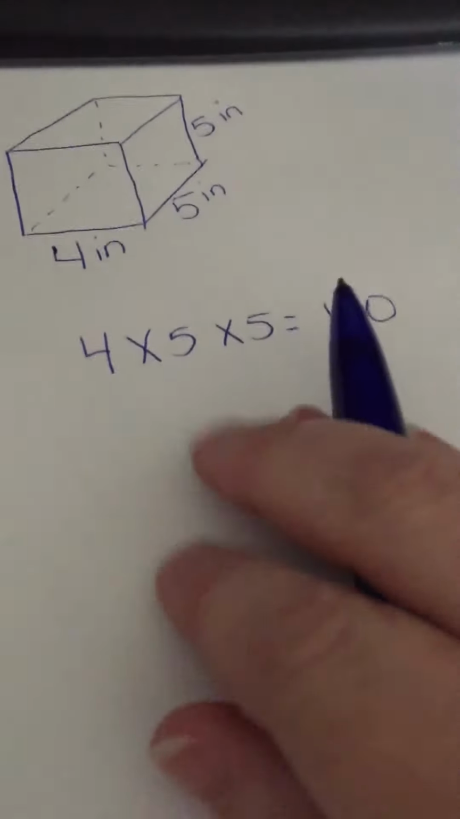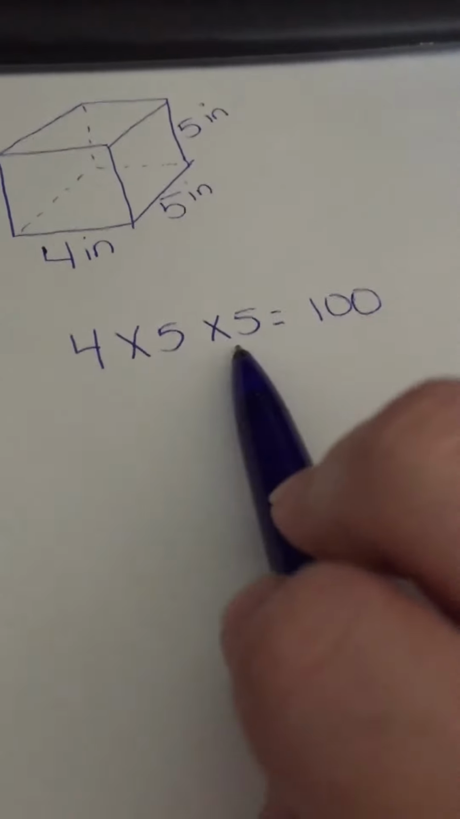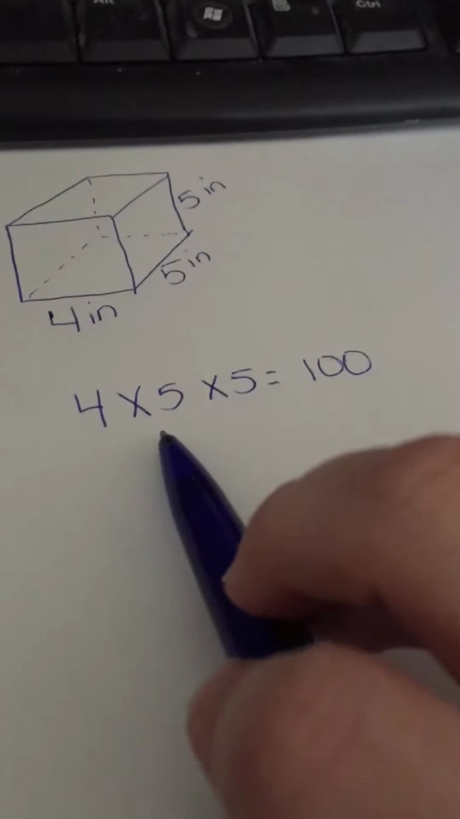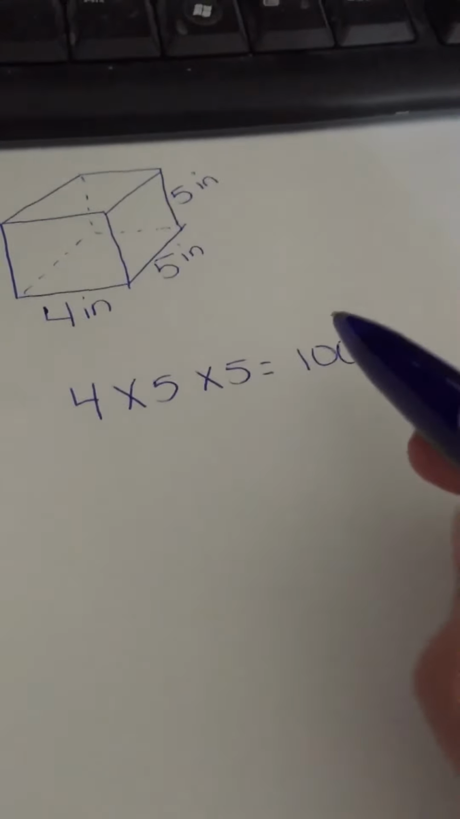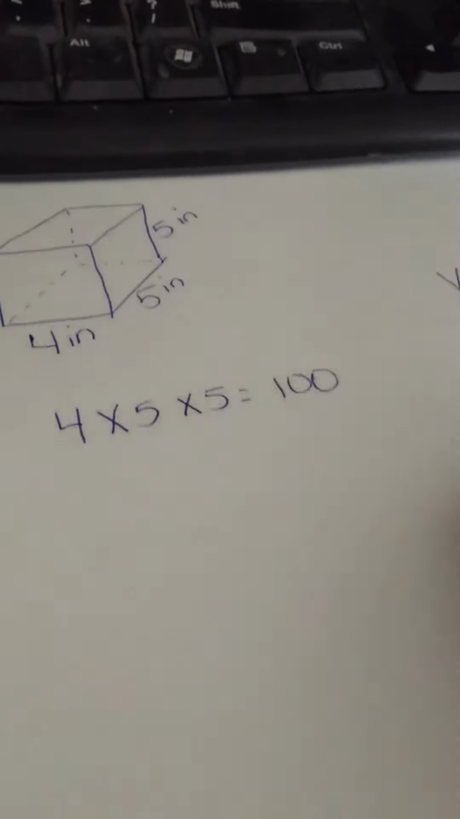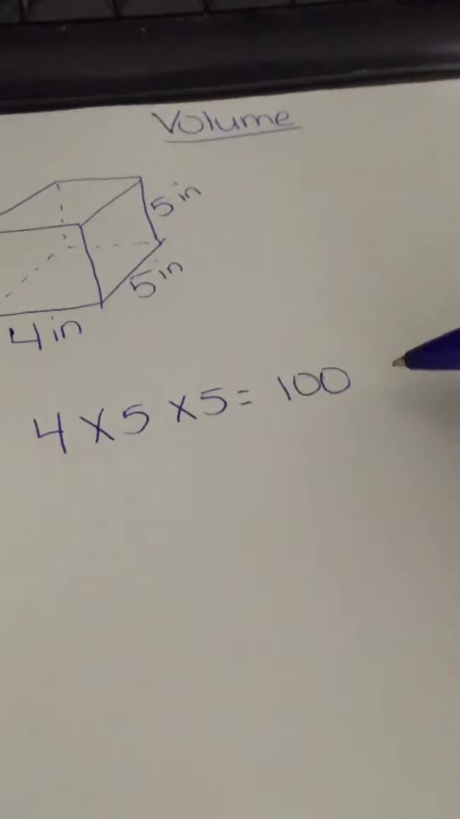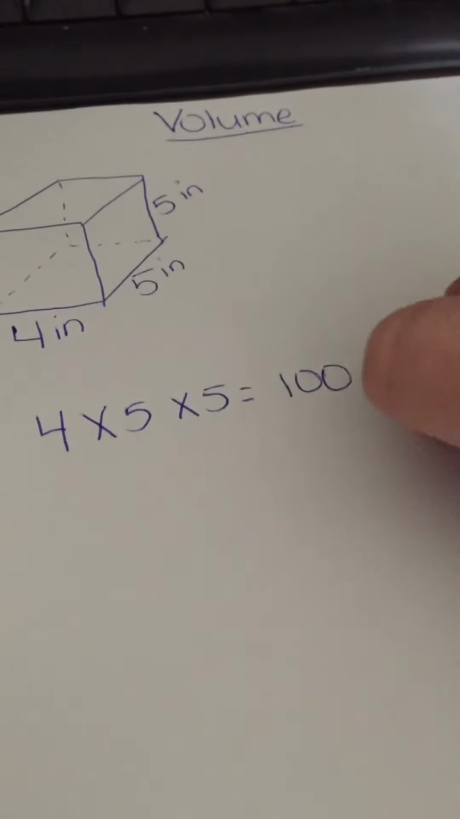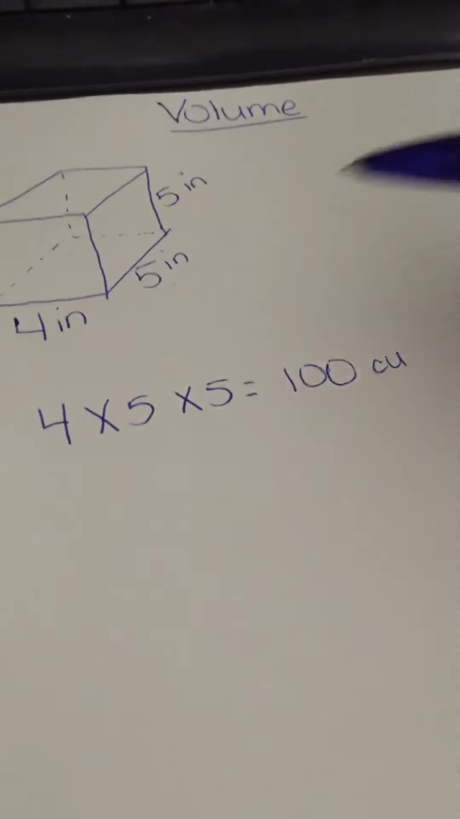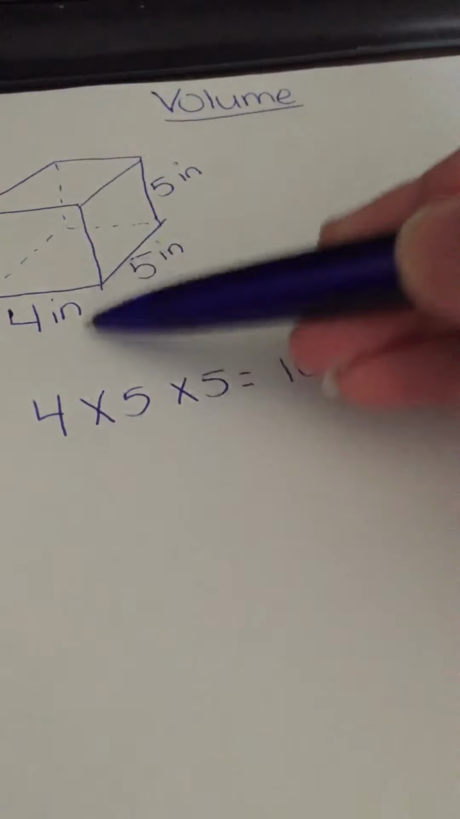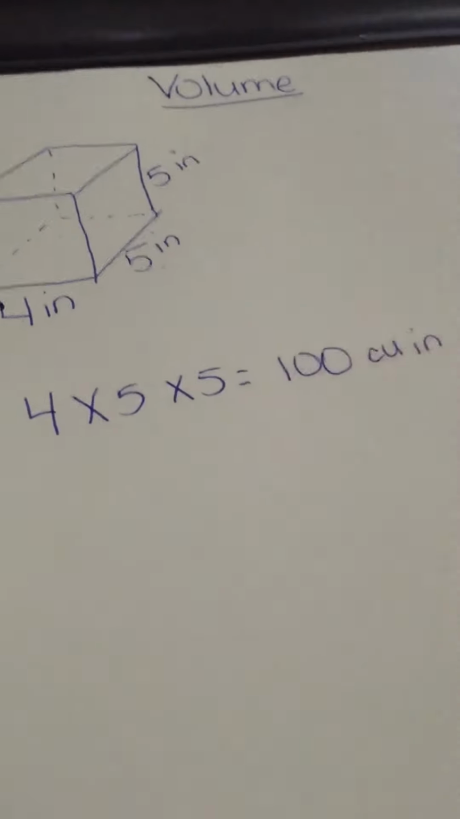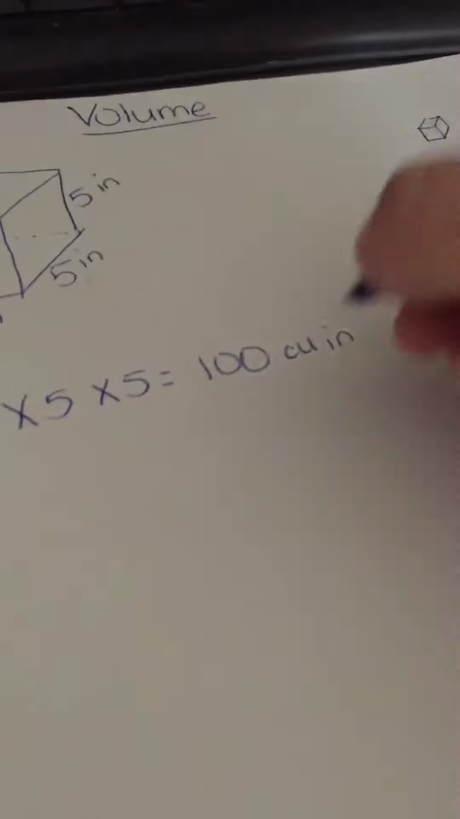Now, of course, because of our commutative property of multiplication, feel free to multiply in any order that works best for you. Now, because volume is measured in cubic units, we can't just leave this with 100. We have to make sure we apply our unit to it. So we're going to put cubic, and because our unit was inches, this would be 100 cubic inches.